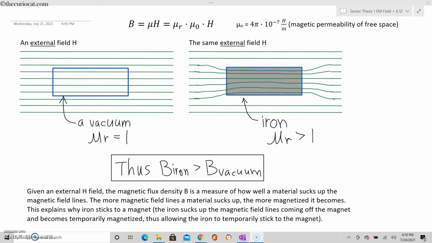You see, the iron sucks up the magnetic field lines coming off the magnet, and so the iron becomes temporarily magnetized, thus allowing the iron to temporarily stick to the magnet. So essentially, the iron becomes a magnet, and magnets stick to other magnets.